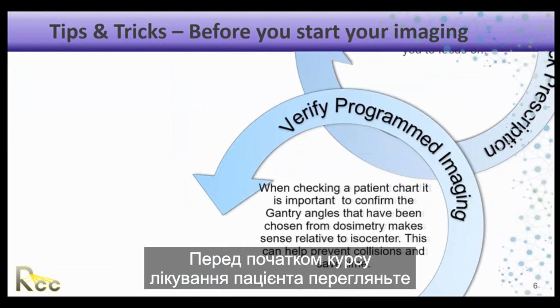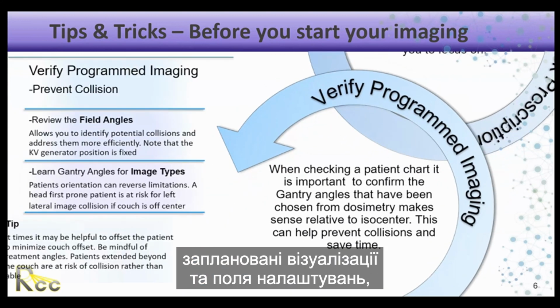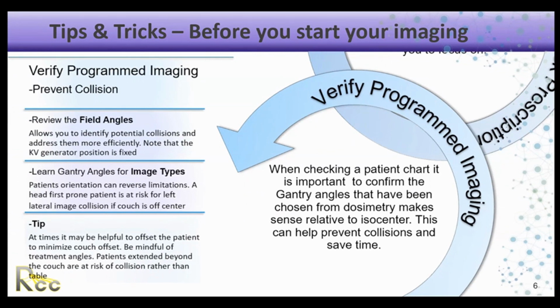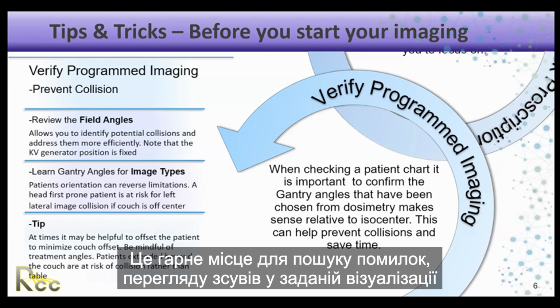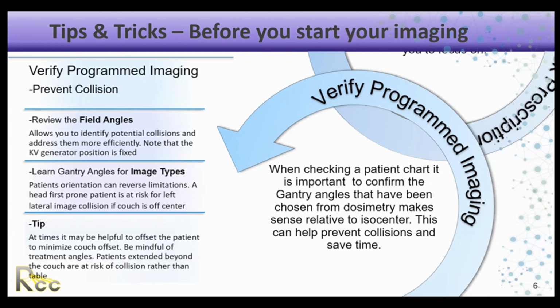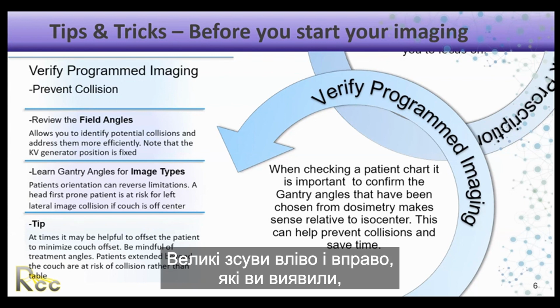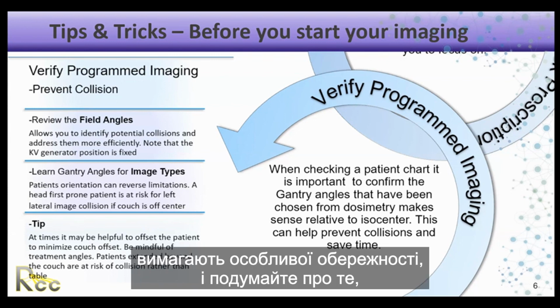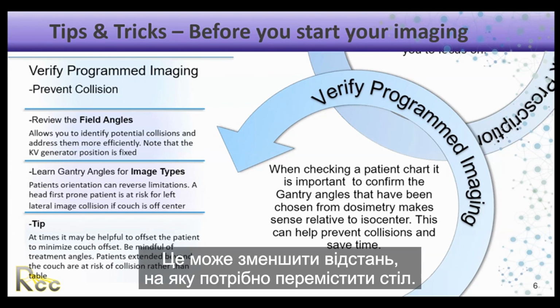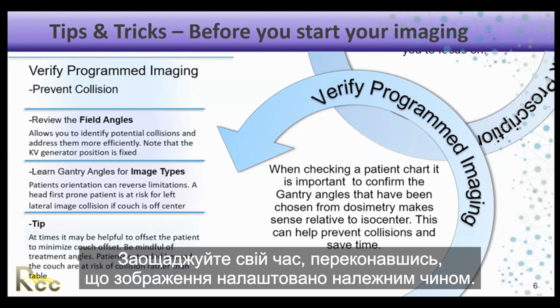Before starting a patient's treatment course, review the scheduled imaging and setup fields entered by dosimetry. It's a good place to look for errors. Review the shifts in the prescribed imaging to identify possible collisions. Large left to right shifts require extra caution, and think about maybe offsetting the patient to the side of the table. This can reduce how far the couch needs to move. Save yourself time by confirming that the imaging is set up properly.